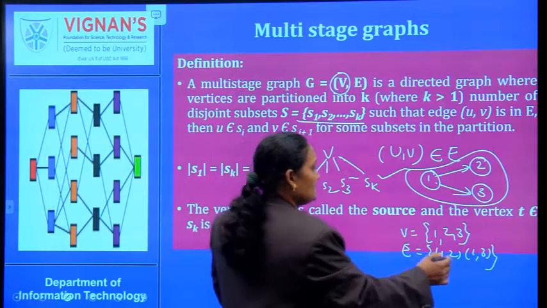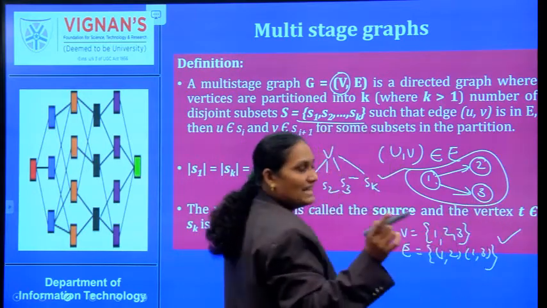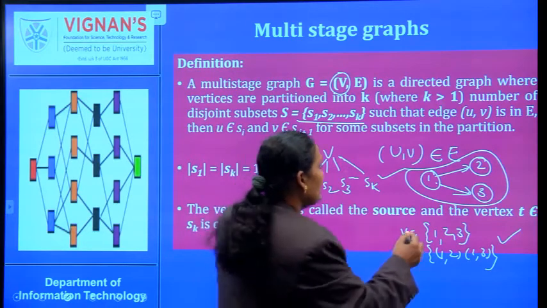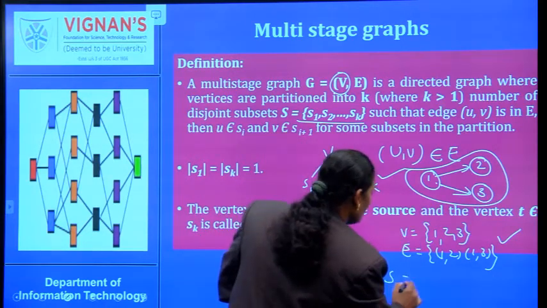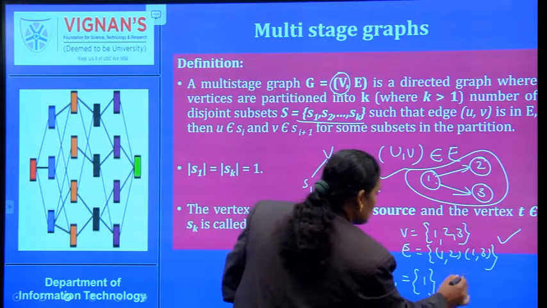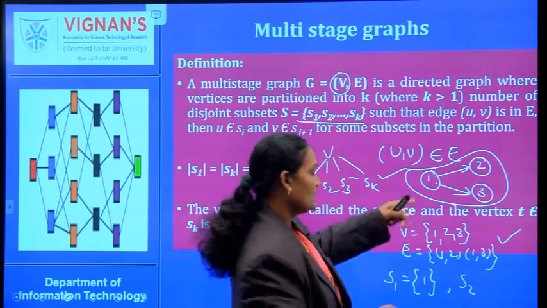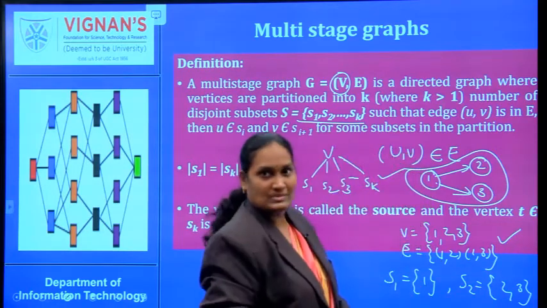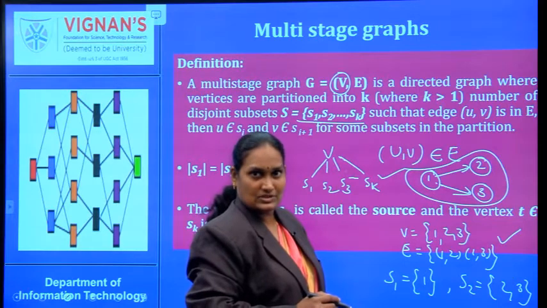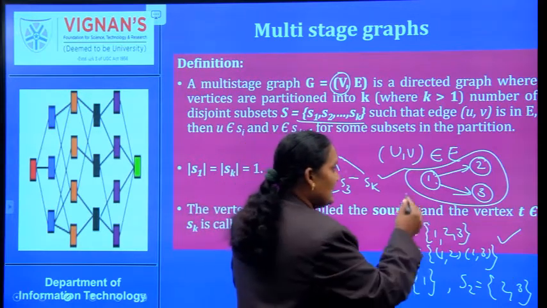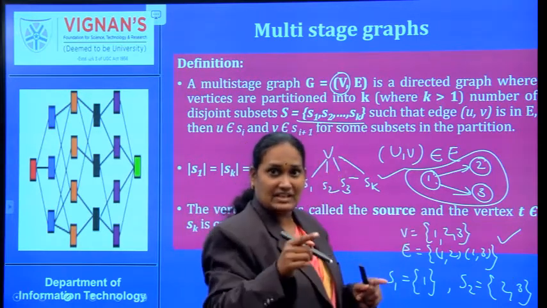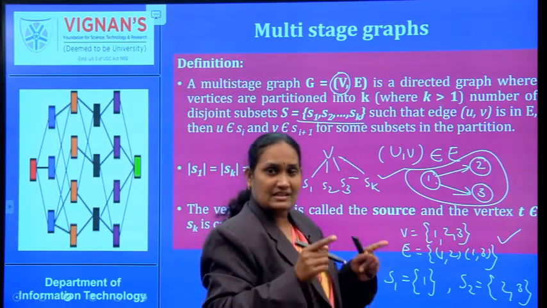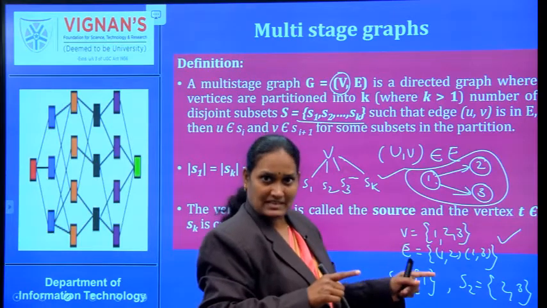Now, I am saying that this graph is a multi-stage graph. How? Here, I can divide this into two subsets. The first subset is S1, which contains the vertex 1, and the second subset is S2, which contains the vertices 2 and 3. Let us observe: is there any edge connecting the vertices of the same subset? No.